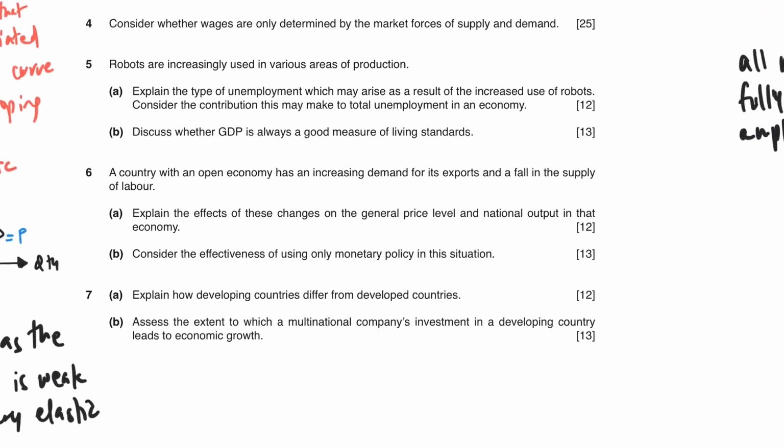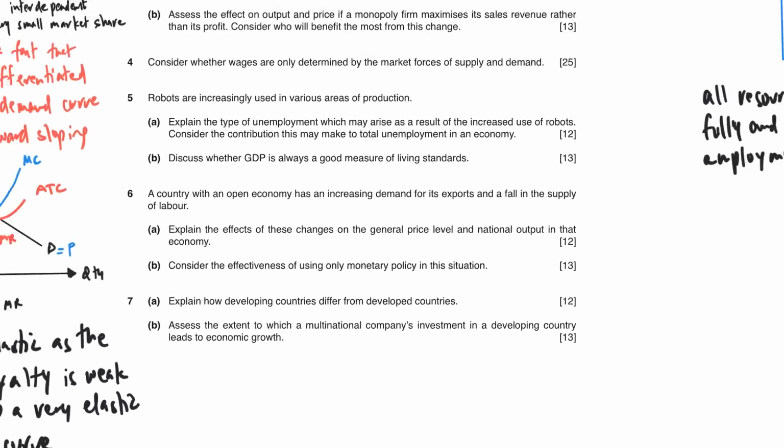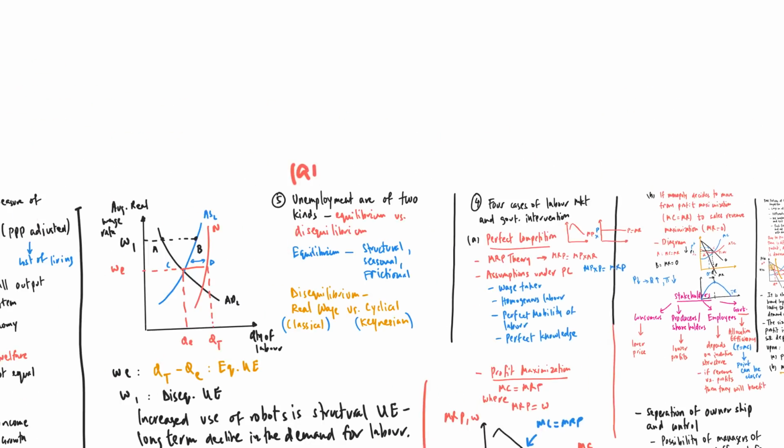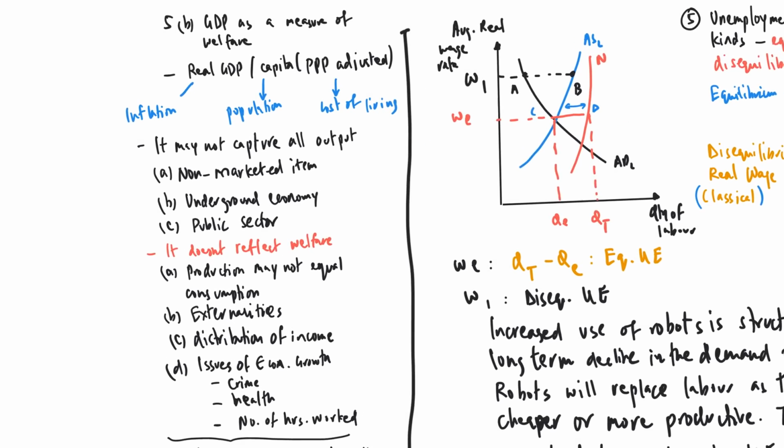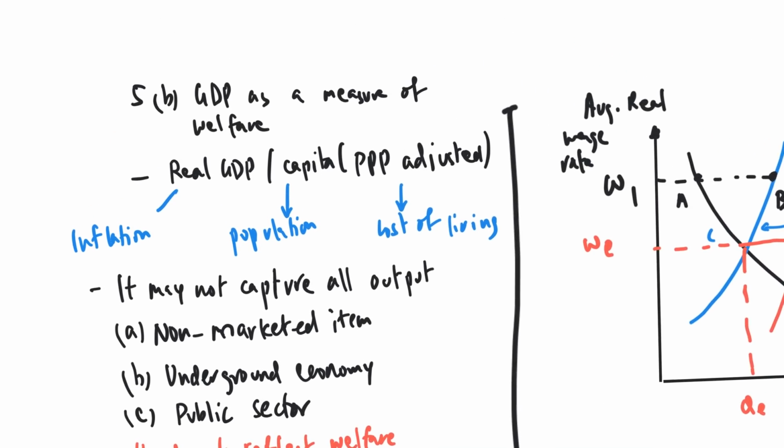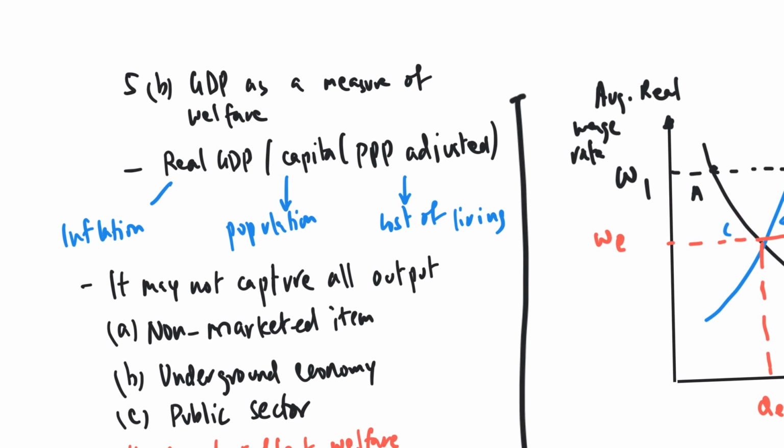The B part is to discuss whether GDP is a good measure of welfare. That's an easy question. We talk about why GDP may not be a good measure of welfare, but before we talk about it, what measure do we use? We use real GDP per capita: real to take into account inflation, per capita to take into account population, and PPP adjusted, purchasing power parity adjusted, to look at cost of living.